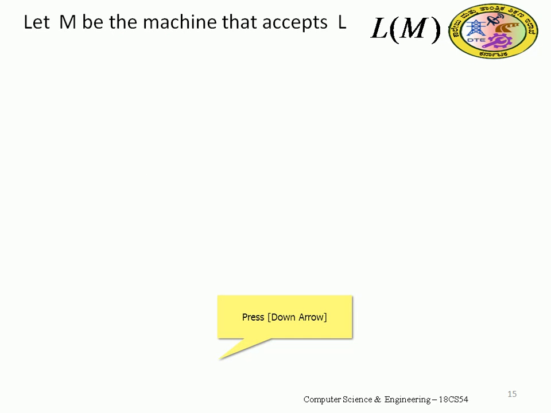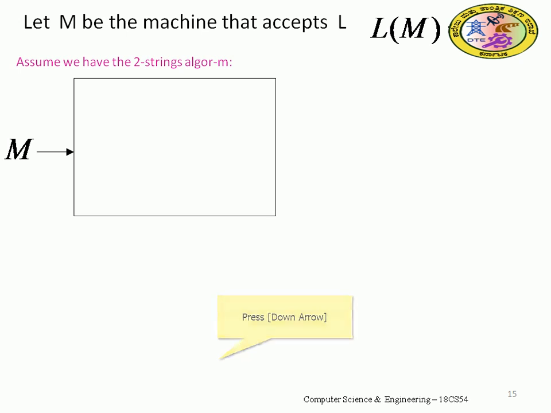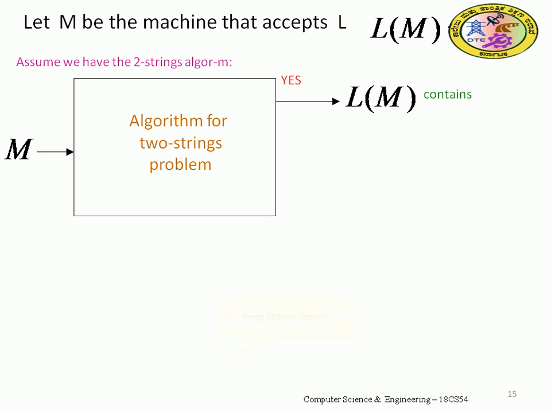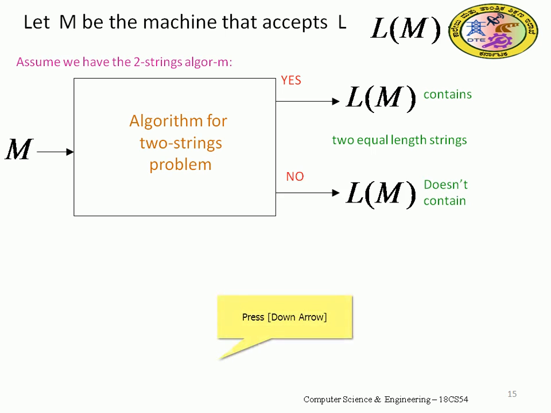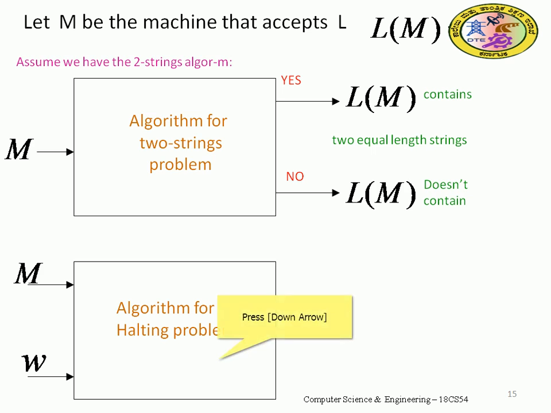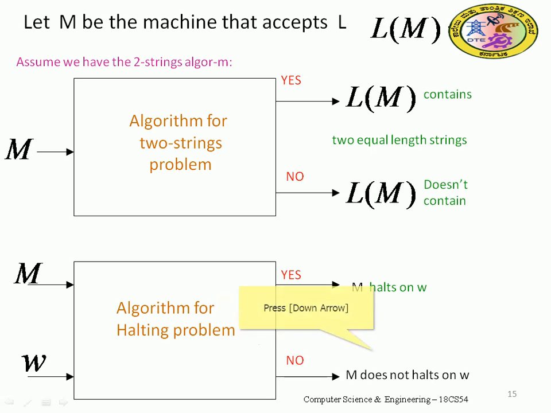Let M be the machine that accepts the language L, that is L of M. Assume that we have a two-strings algorithm: a machine M that accepts, and if it contains two equal strings, then yes; if it does not contain, then no. So the above one is the algorithm for the halting problem. Yes will be M halts, and no will be does not halt.